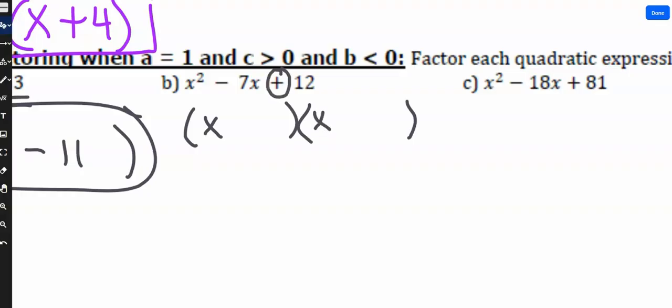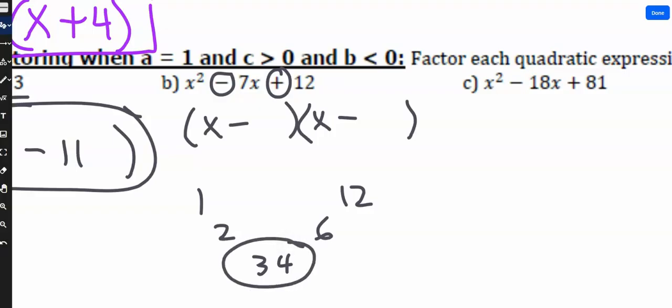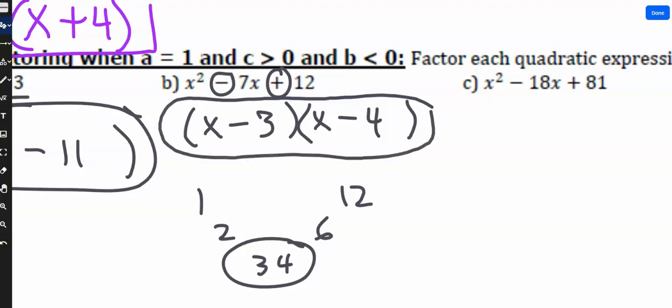Let's see here. Because that's a plus, both signs have to be the same. And this one tells me that they both are minuses. So now I think about my factors of 12: 1 and 12, 2 and 6, 3 and 4. Which combo adds up to 7, or in this case, negative 7? It'd be a 3 and a 4. And so there's your factored form for that one.